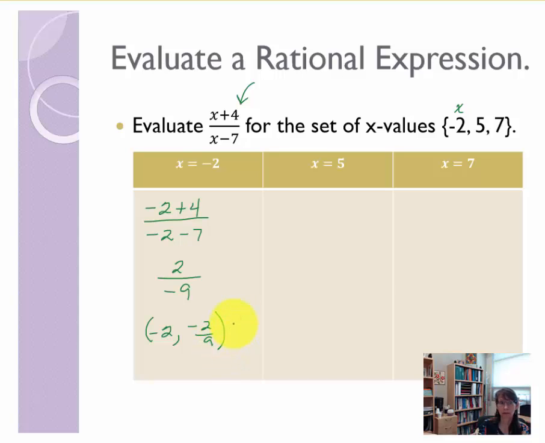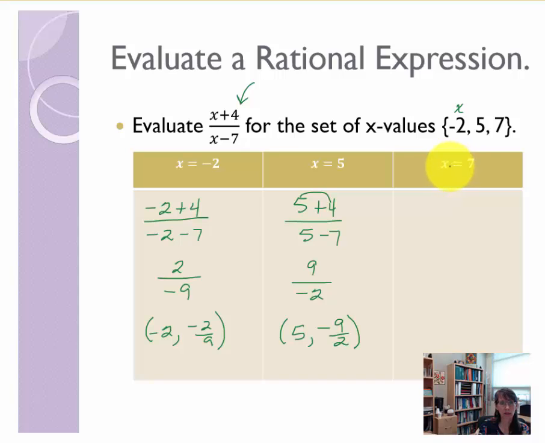We have a solution. Using the x value of 5, we substitute 5 for x. 5 plus 4 is divided by 5 minus 7. The result looks like 9 for the numerator and -2 for the denominator. So when the input value was 5, the output is -9/2.